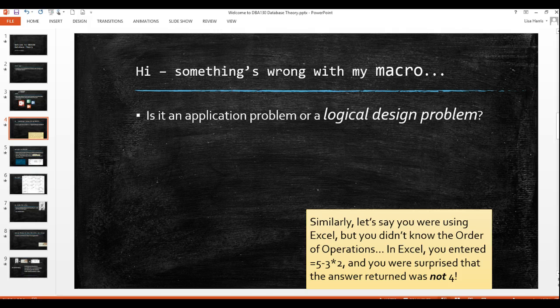So similarly, let's say you were using Excel, but you didn't know the order of operations. And in Excel, you entered 5 minus 3 times 2, and you were surprised that the answer returned was not 4. So in other words, Excel is only as good really as the basic arithmetic that you know. Now we take arithmetic for granted. We've had years of school, so we have arithmetic down solid.